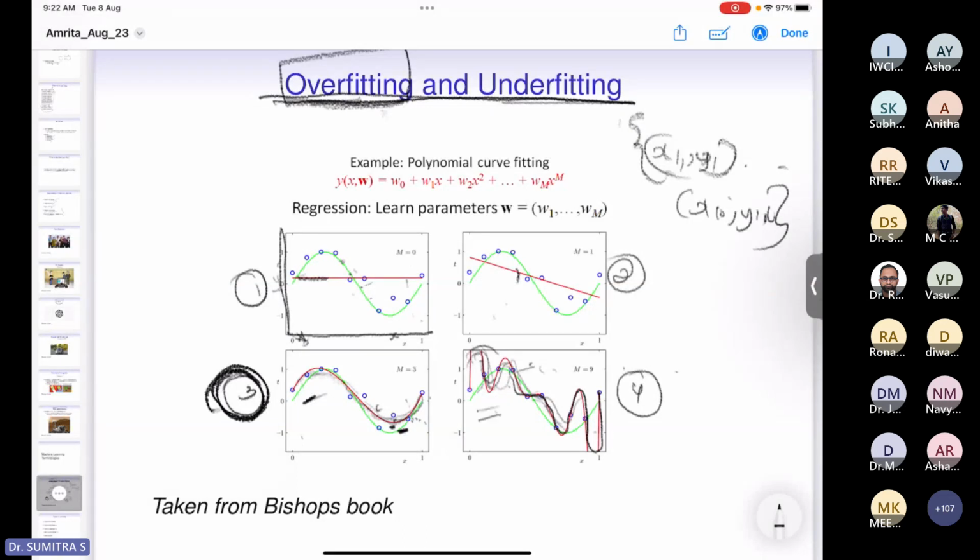So here we say that overfitting has happened. Okay, overfitting, right? Because it works fine only for the given data.